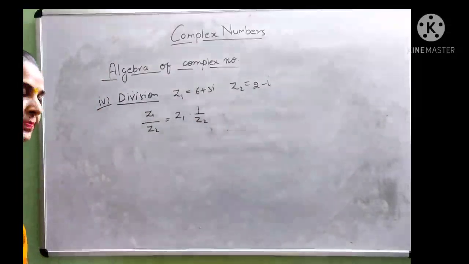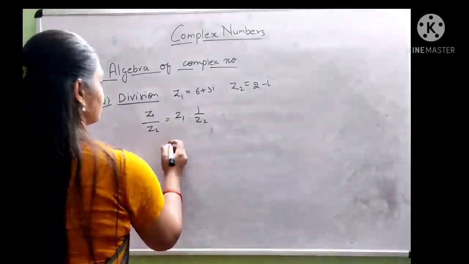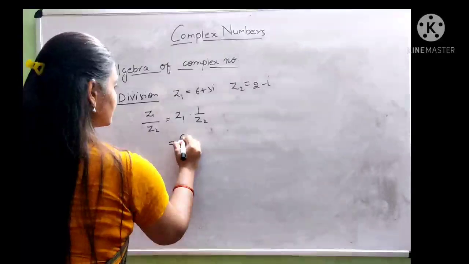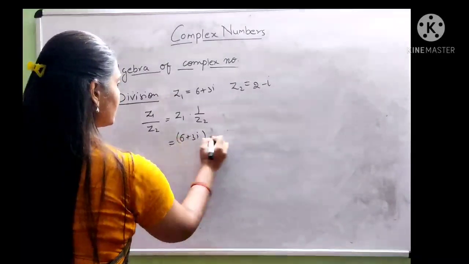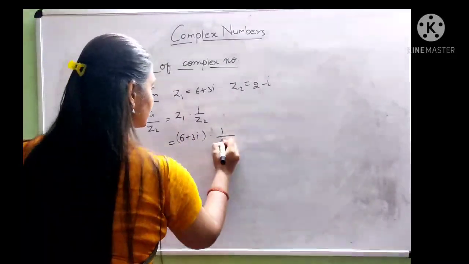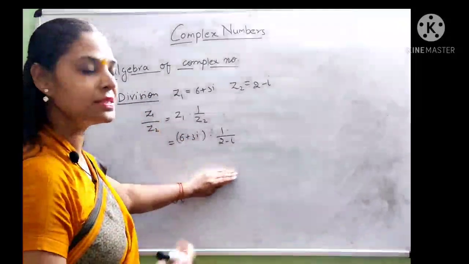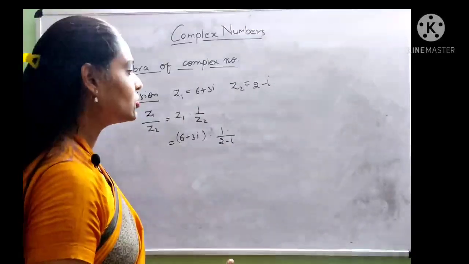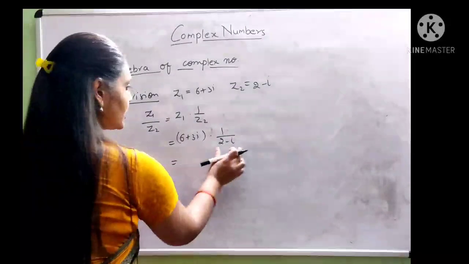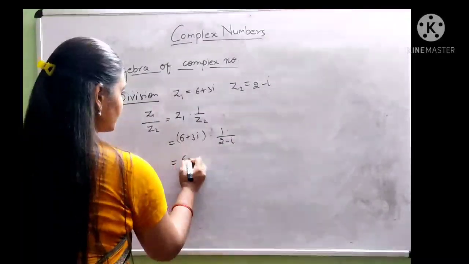Yes, isn't it? Now put the values. z1 is 6 plus 3i and z2 is 2 minus i. In your previous classes you have studied the properties of how to rationalize. So with the method of rationalization we can find the division.